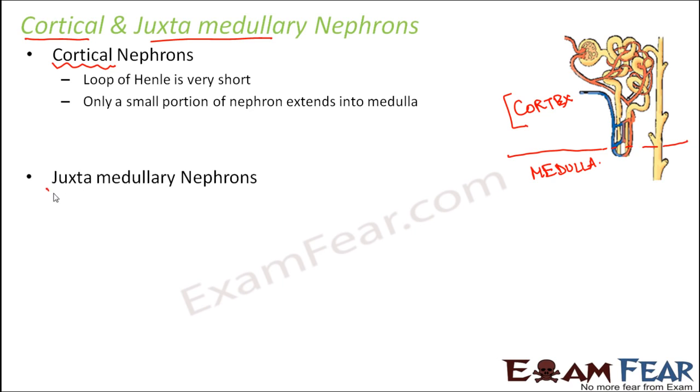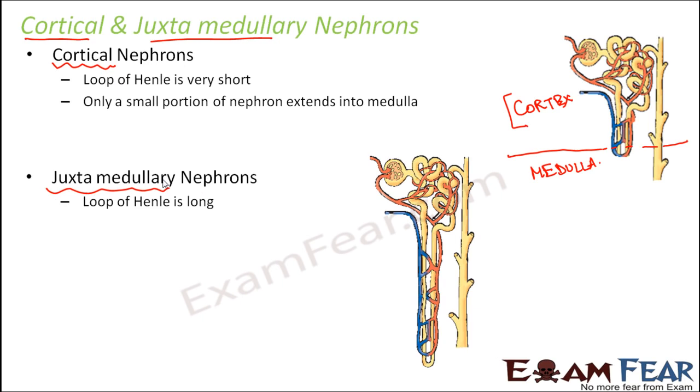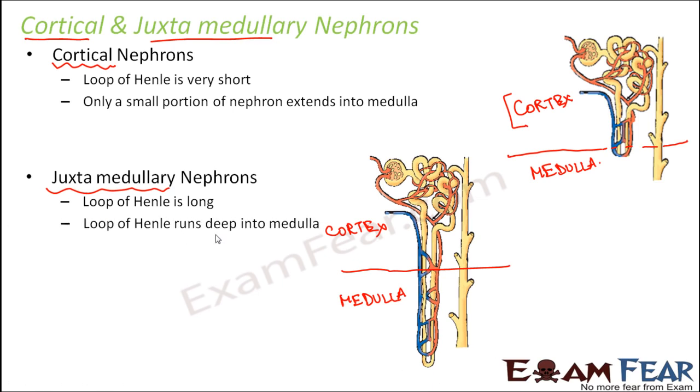The other type is the juxtamedullary nephron. Here you have the term medullary because it extends into the medulla. Here the loop of Henle is quite long. If this is your cortex and this is your medulla, you actually see that the loop of Henle is so long that it goes deep inside the medulla. And that is why they are called juxtamedullary nephrons. So in this case, the loop of Henle runs deep into the medulla. These are the two types of nephrons which you should remember, because when we talk about the process of urine formation and many other mechanisms, we might be using these terms. So at that time, you should know what they are.